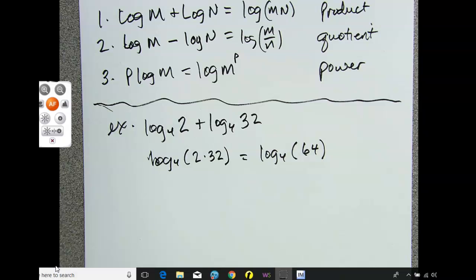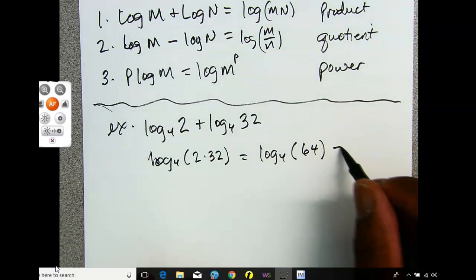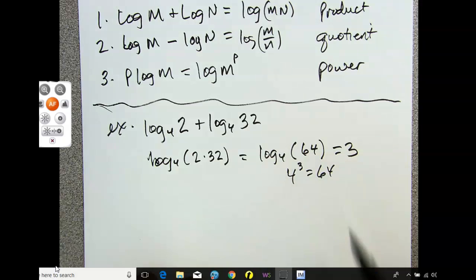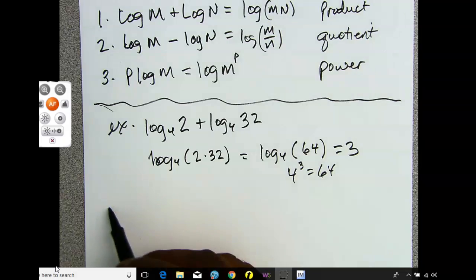Now, can we come up with a numerical answer here? So what is it? What's the log base 4 of 64? 3. Because 4 to the third power is equal to 64. And you guys know your first 10 cubes anyway, right? So you saw 64 and you're like, oh yeah, that's one of my cubes.